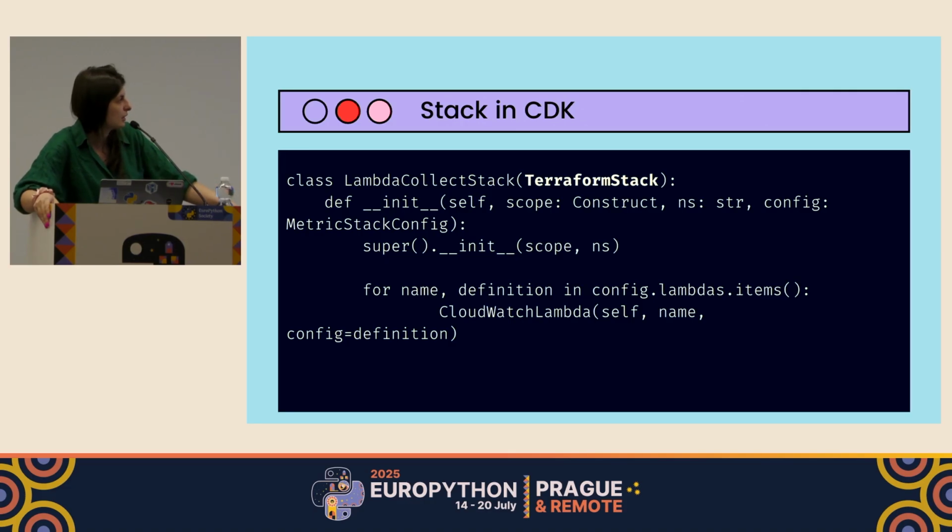Right now, we also inherit something from Terraform stack. It also has a parent class that defines behavior, how we're going to parse it to JSON. And after that, we define that we want to create CloudWatch lambdas, and it will be executed inside stack. It will be stored with this.